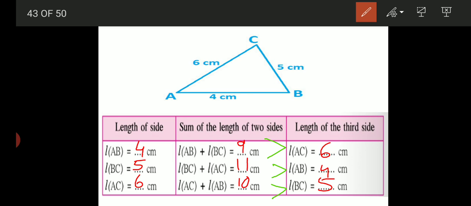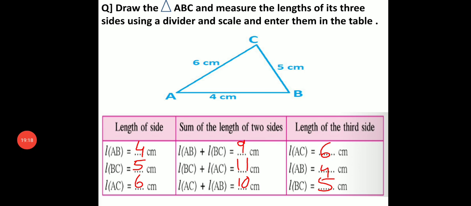So here we have again proven, children, with the help of the second property, that in a triangle, whenever you add the lengths of any two sides of the triangle, you will find that the final value you get is always greater than the third side value. Is it clear to you? So here is how you are going to complete the table. So children, finally your table should look like this, with all the three columns filled with the proper numbers.